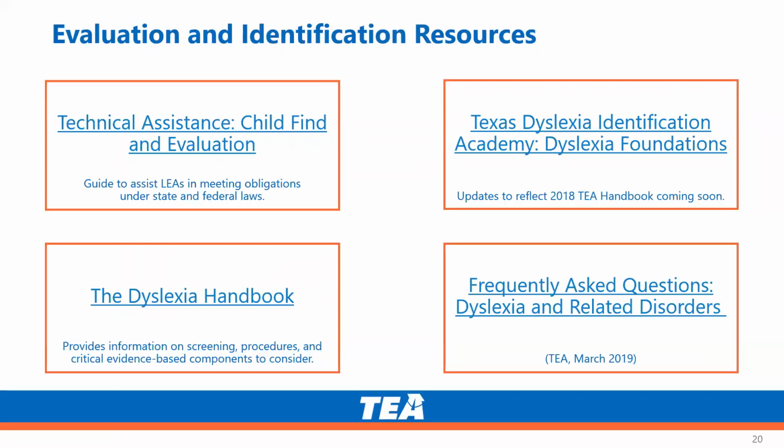First, you may be familiar with the Dyslexia Identification Academy Dyslexia Foundation. This valuable resource is currently being updated to reflect the 2018 TEA Dyslexia Handbook and will outline the specific procedures to support implementation of dyslexia evaluation and identification. Finally, check out TEA's FAQs for dyslexia and related disorders. This resource, which was released in March of 2019, provides answers to many common questions about dyslexia programming implementation.